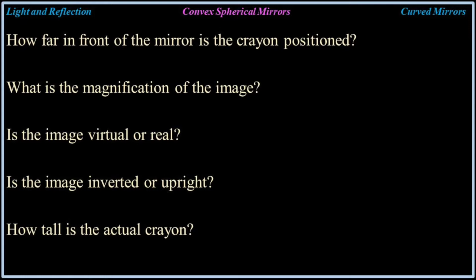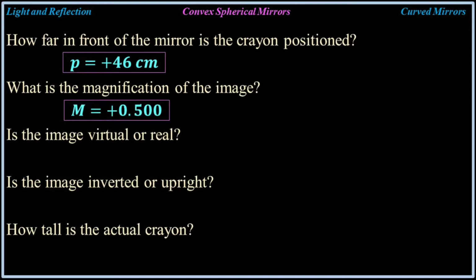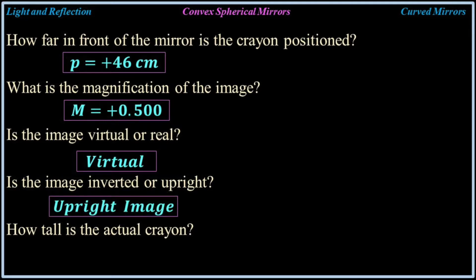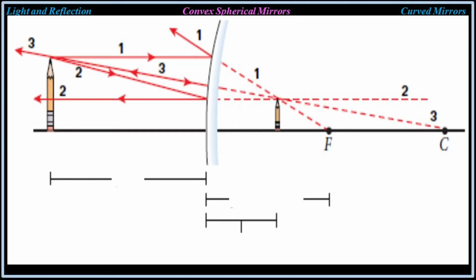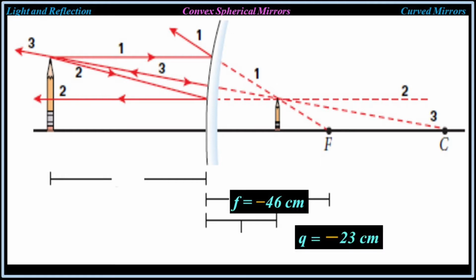Okay, so here are the questions. Let's put everything together now. So p is plus 46, m is plus 0.5. It's virtual. It's upright. And the actual crayon object is 3.4 centimeters. Here are the values put on a diagram.